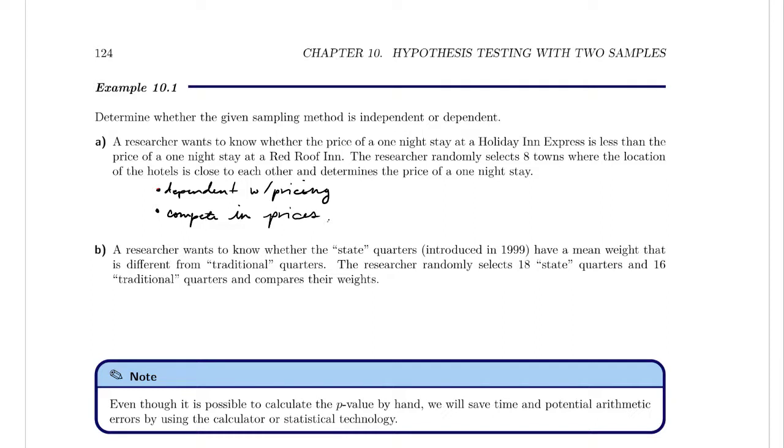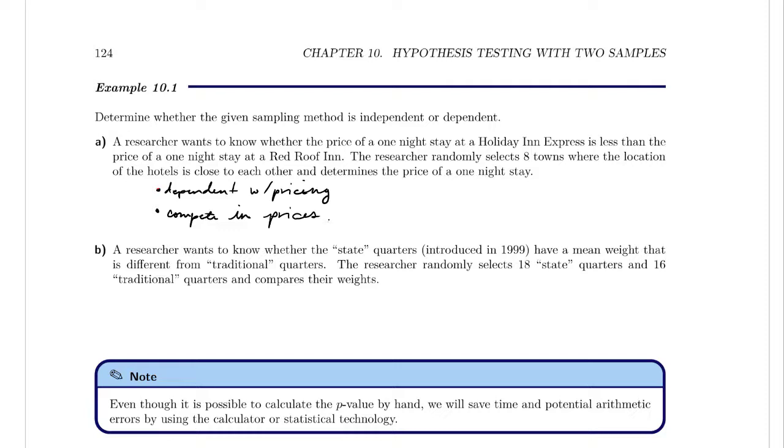Okay, and so the next one is a researcher wants to know whether the state quarters that were introduced in 1999 have a mean weight that is different from traditional quarters. A researcher randomly selects 18 state quarters and 16 traditional quarters and compares their weights. So we ask ourselves, are the subjects in the first sample the same in the second sample? Are the two samples independent? Are state quarters the same as traditional quarters? Is a traditional quarter a state quarter? And the answer is no, right? If it's a state quarter, then it cannot be a traditional quarter, right?